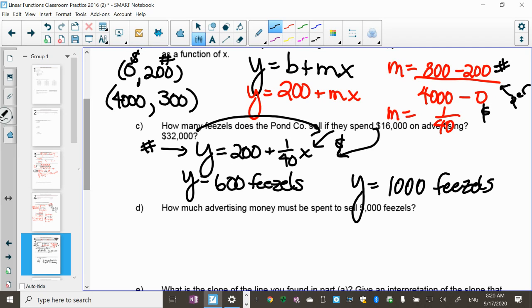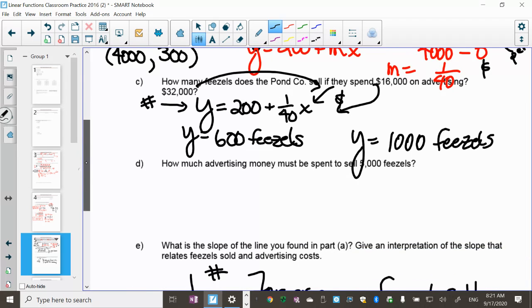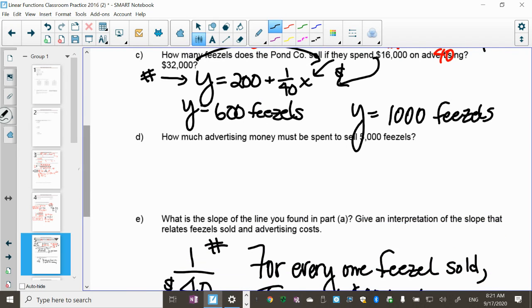And I'm doing this on purpose because I'm doing it the way I used to make mistakes. I used to get them backwards. And then I just said, I'll label the crap out of it, make a point, set up the graph, and then it makes sense and it doesn't ever mess you up. Okay, the last one I'm going to have you do is how much advertising money if I want to sell 5,000 feasels. Where's the 5,000 going to go in my formula? In the Y.